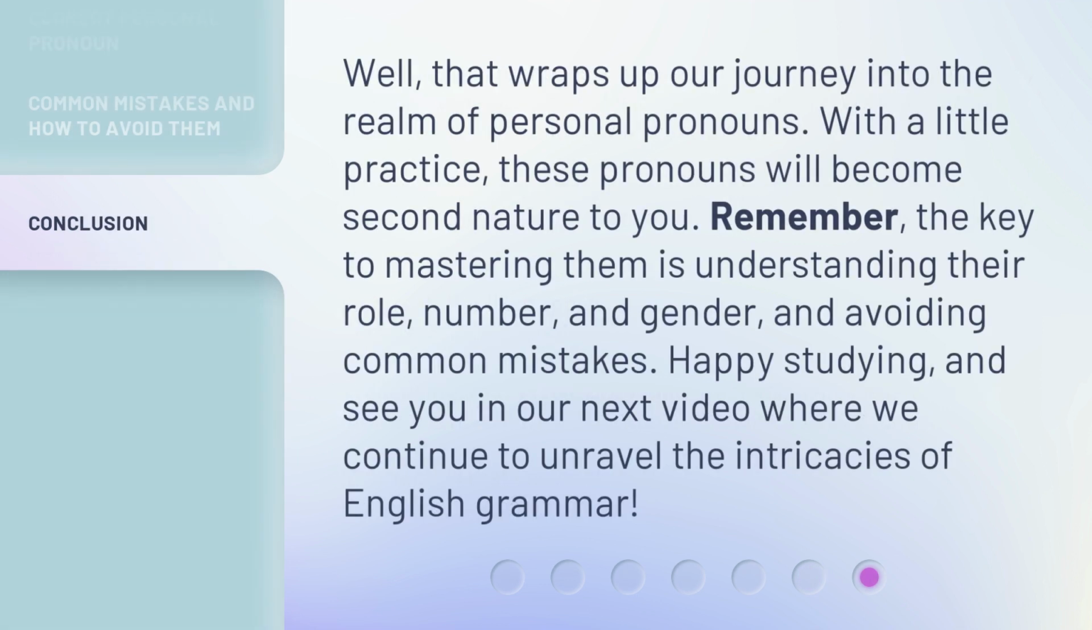Well, that wraps up our journey into the realm of personal pronouns. With a little practice, these pronouns will become second nature to you. Remember, the key to mastering them is understanding their role, number, and gender, and avoiding common mistakes.